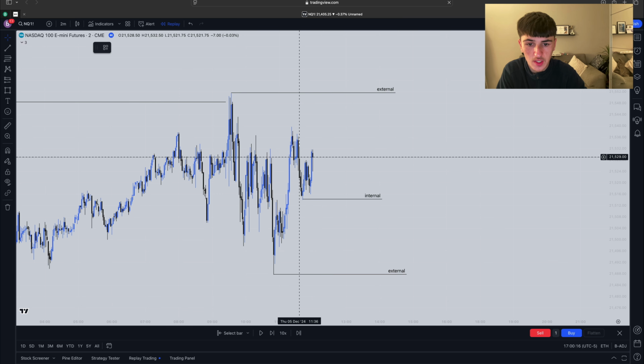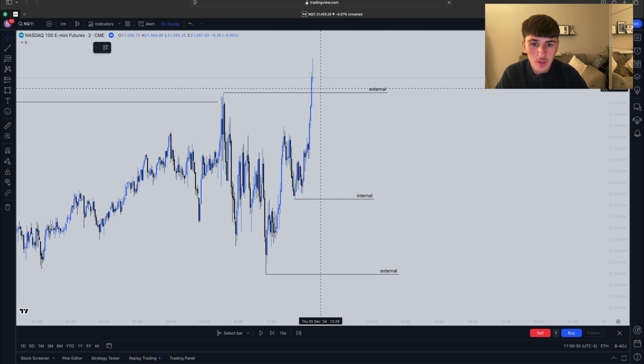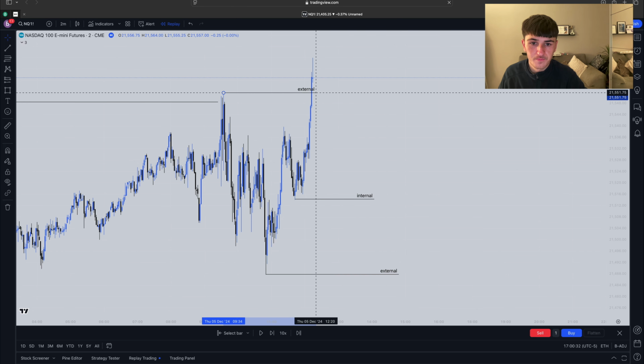I'm not interested in any move until one of these key levels gets swept. If there's a little inversion here, then I'm not interested in it. I've got to see a liquidity sweep. That is the major thing. You'll see we come up and we sweep out this external high.